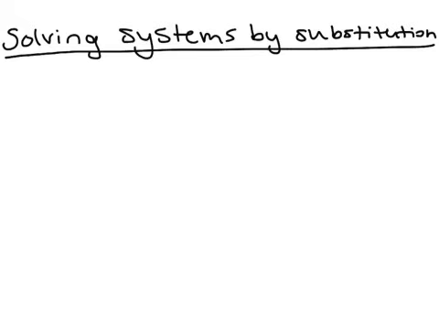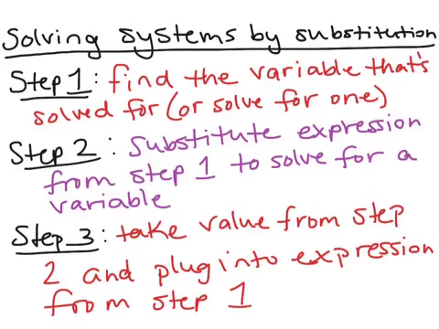But sometimes it's not going to be given to you in a nice way to graph, so there's another method that we can use. This method is called solving systems by substitution. When solving by substitution, there are three steps that we're going to follow. This might be a little confusing at first, but when we see a couple examples, it'll make more sense to you. The first step is that you want to find the variable that's already been solved for, or in some cases you might have to solve for a variable.